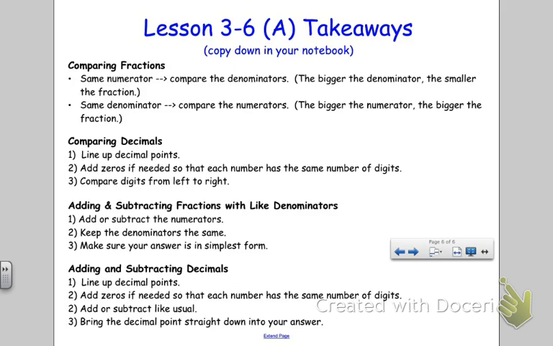And finally, adding and subtracting decimals. Make sure you line up your decimal points. That's so important. You have to line up your decimal points when you're comparing decimals, and you have to line up your decimal points when you're adding and subtracting them. You can add zeros if needed so that each number has the same number of digits. And of course, add or subtract like you usually would, and bring your decimal point straight down into your answer.